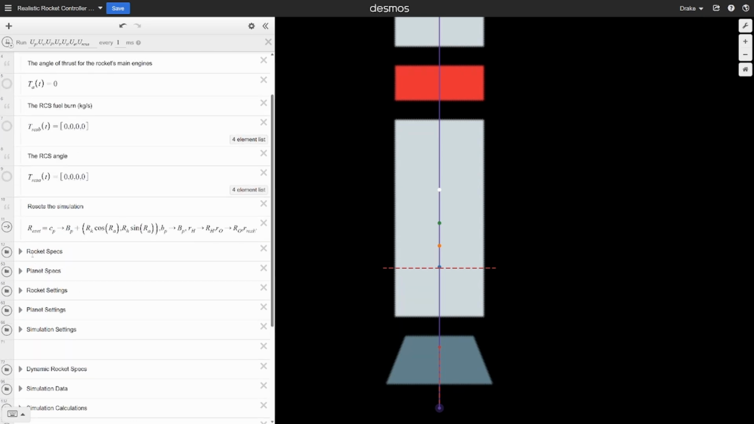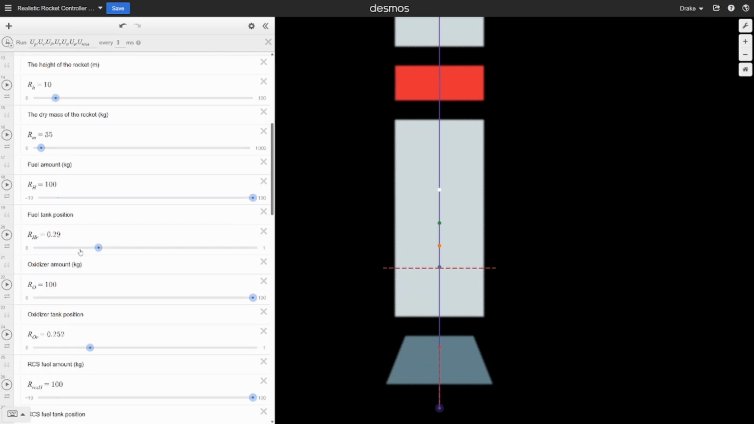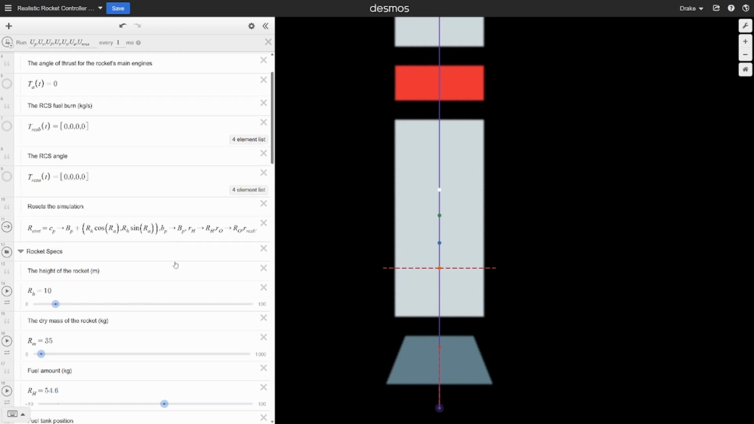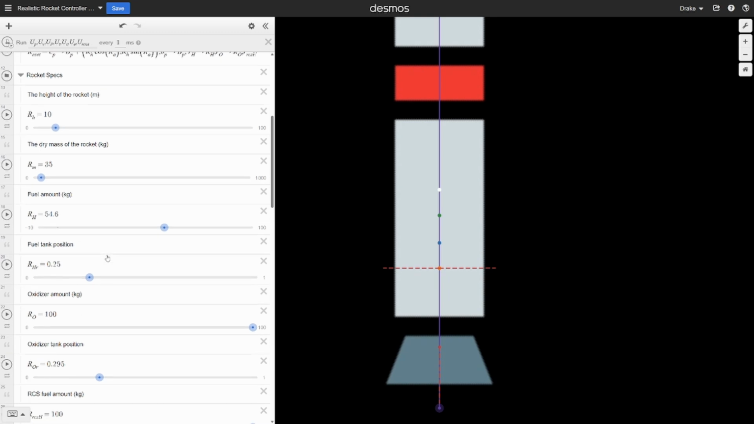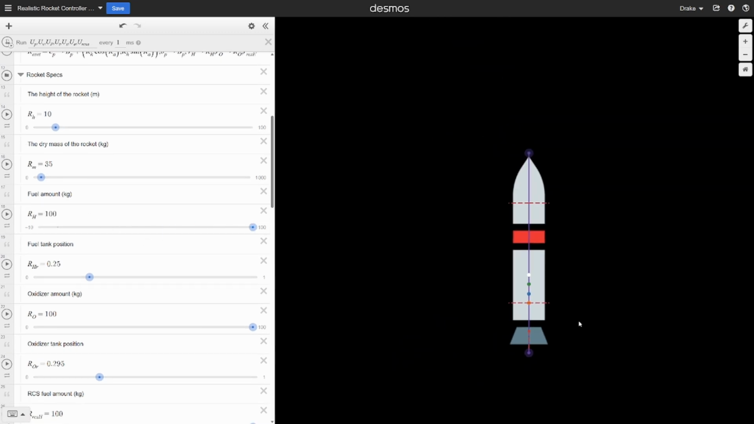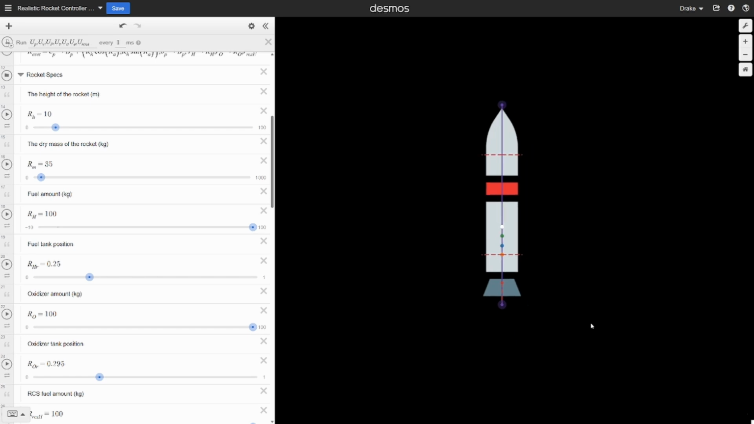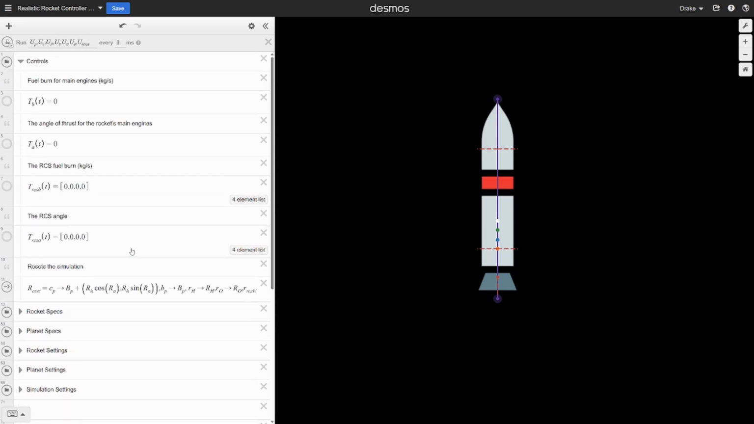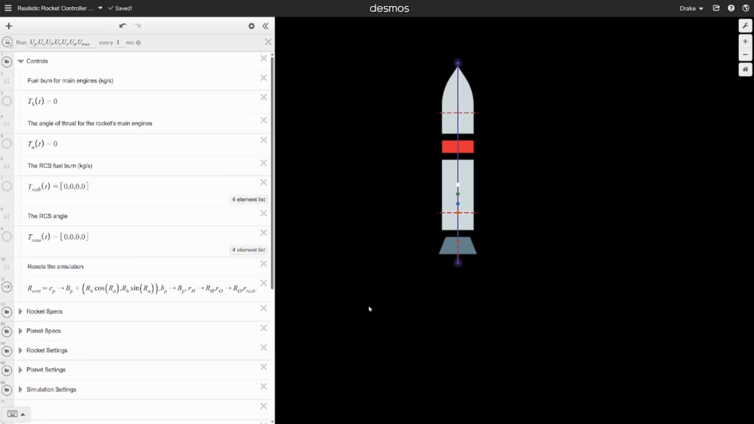Which is kind of cool, this is actually dynamic, so if I go into rocket specs and I edit our fuel tank position, you can see it moves our center of mass around, and the oxidizer tank position too. Obviously, if we make this way less, and then I reset the simulation, you can see it will move our center of mass around a little bit there. And as we're burning fuel, our center of mass is changing, and we'll get into how that affects the mathematics later, but for now, let's run the simulation.